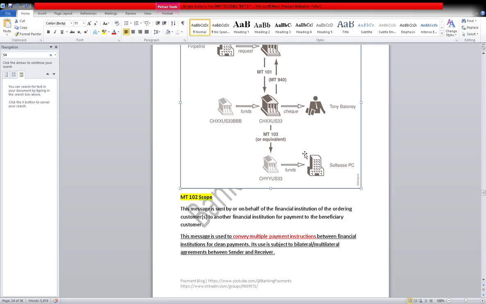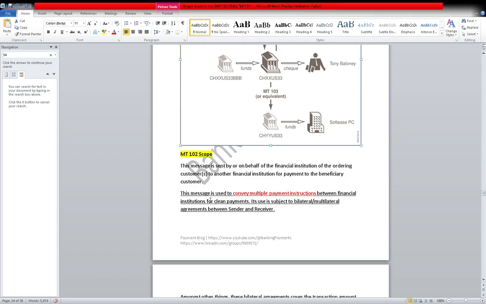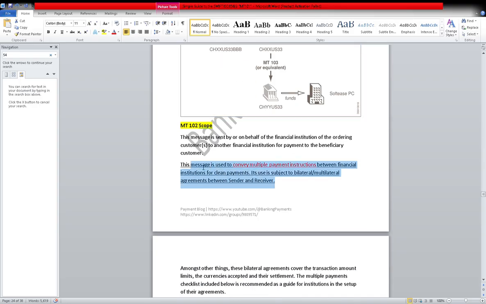So if there is more than one payment, then it is called an MT102 message. In MT101, as I mentioned here, it is used to convey multiple payment instructions between financial institutions for clean payment. It is subject to bilateral or multilateral agreements. The only thing is that it will contain many payments, not only one. That's it. It is called an MT102 message.